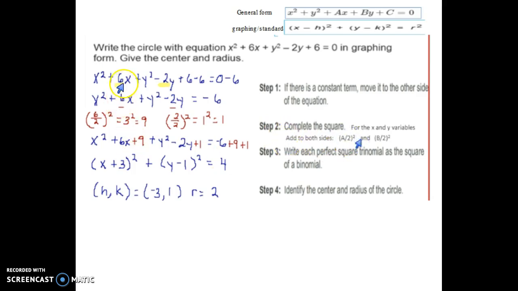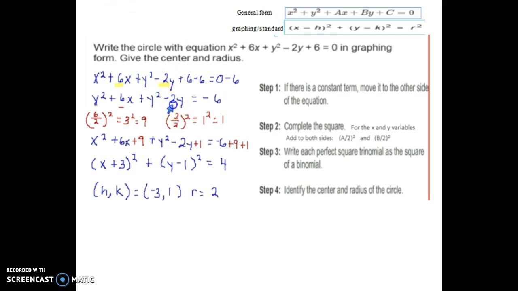You're going to take this term right here. That's your a term. You're going to divide by 2. So I've worked it out for you: 6 divided by 2, and then you're going to square it. So 6 divided by 2 is 3. 3 squared is 9. And so that 9 you're going to add to both sides of your equation. We're going to force this to be a perfect square here. So we add 9 here, and add 9 to this side, because remember, what we add to one side, we have to add to the other, or else we change our equation.